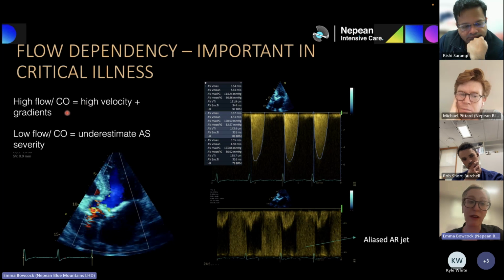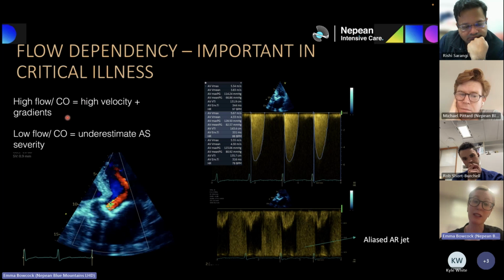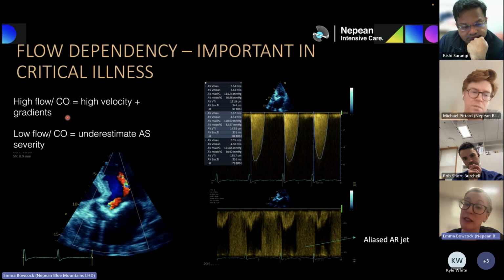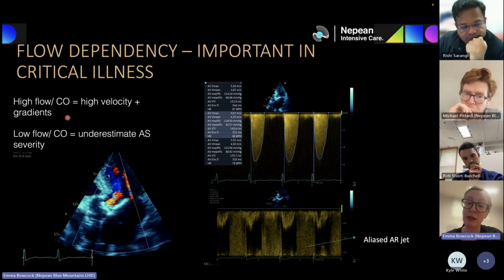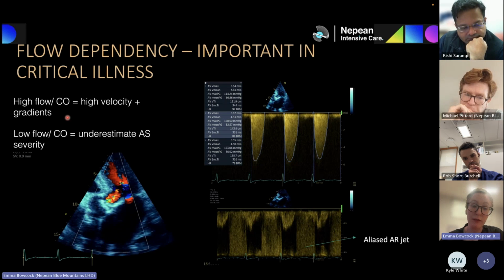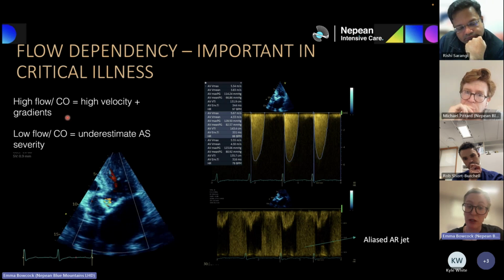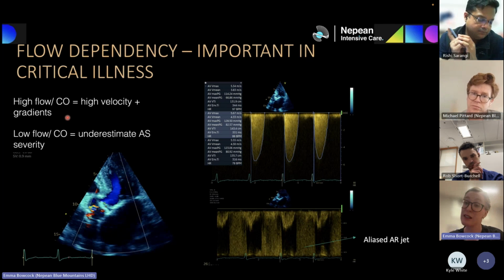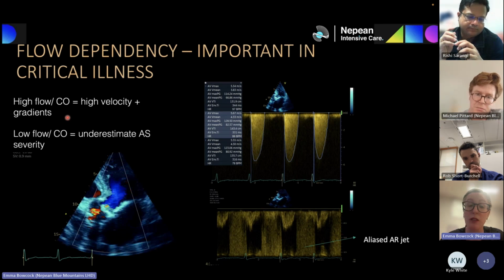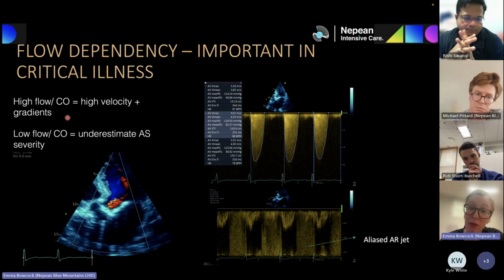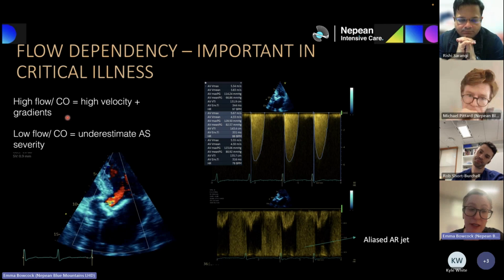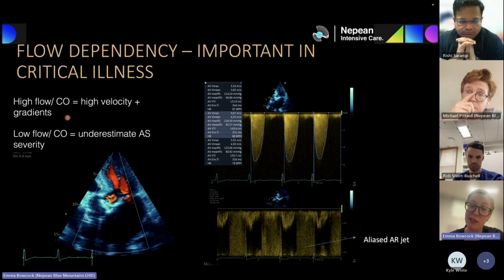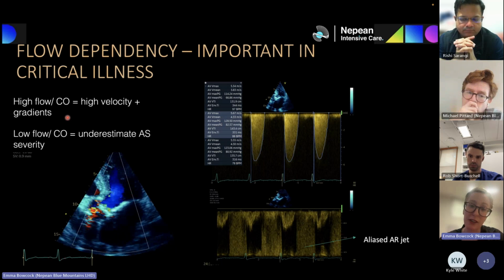So, of course, if we have high flow states, high cardiac outputs, that's going to increase our velocity, increase our gradient. So we might be overestimating the severity. Similarly, if we have someone with a septic cardiomyopathy or something like that, then they might have severe AS, but we end up calling them moderate if we don't know what we're doing with Dopplers and things. So they can be really quite complex, I think, to assess, especially with poor windows, as well as these dynamic flow situations, which makes it really challenging.